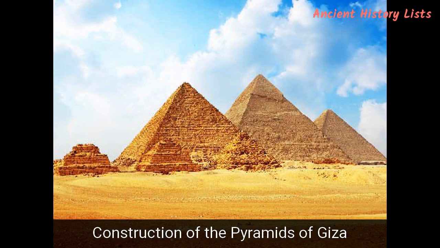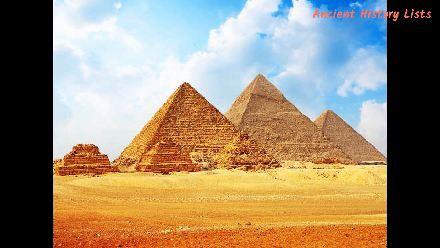Number 3. Construction of the Pyramids of Giza. The Great Pyramid of Giza and the 2 other smaller pyramids on the site serve as the burial tombs of Egyptian pharaohs, namely Khufu, Khafra, and Menkaure. The Great Pyramid of Giza was also known as the Pyramid of Khufu and stands 481 feet, 147 meters, tall. Khufu began constructing the pyramid in 2550 BC, and it is believed that a total of 2.3 million stone blocks were used to build the monument.